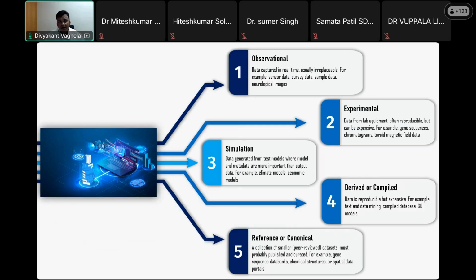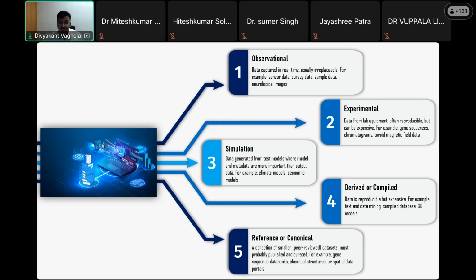So the first one is observational data, in which the data is generated in real time, like survey data or sensor data. The data generated through the observational method is basically irreplaceable because it is real-time data. Another is experimental data. Basically, the data generated in a lab through a lab experiment is replaceable. It can be generated again, and examples of experimental data are chromatograms, gene sequences, and toroid magnetic field data.